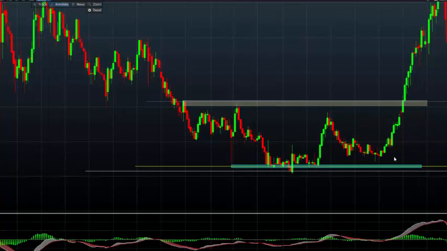So here's what you're trying to do. You're trying to consistently position yourself so that when you're wrong in a trade, your losses are very well contained, and you're trying to position yourself so that when you win, your wins are enormous.